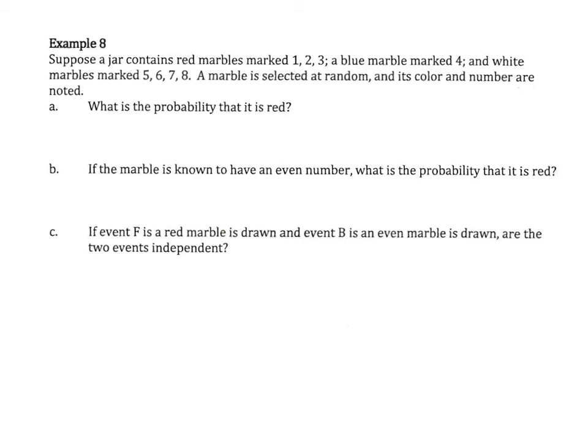And our last problem for today, suppose a jar contains red marbles marked 1, 2, 3, blue marbles marked 4, and white marbles marked 5, 6, 7, 8. So let's go ahead and mark how many of each one there is. Of red, there are 1, 2, 3. Of blue, it says there is one marked 4, so there's one blue. And then of white, which I'll use black to note, there is 5, 6, 7, 8, so there are 4 white marbles. A marble is selected at random and its color and number are noted.